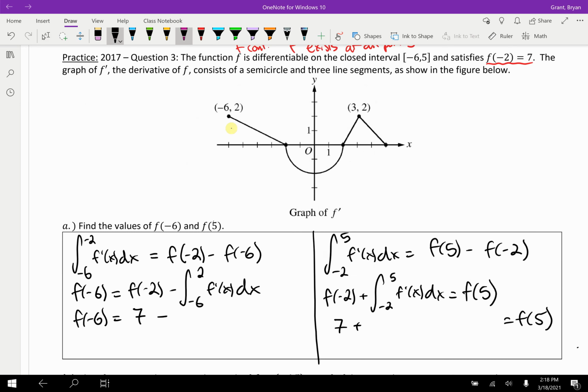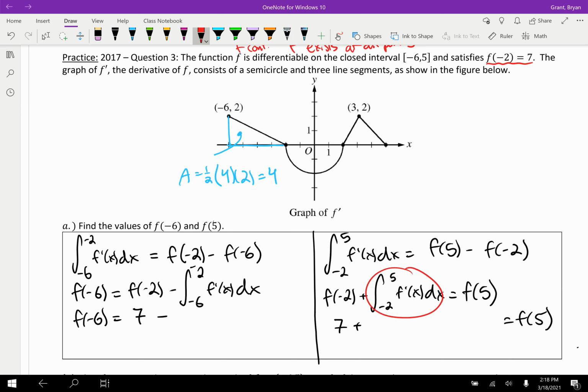From negative 6 to, that should be a negative 2, awkward. From negative 6 to negative 2, the area is just between the function and the x-axis, that looks like a triangle to me, doesn't it? Our area is 1/2. That is a base of 4 if you count over, and then a height of 2, and so that looks like 4. Not bad.